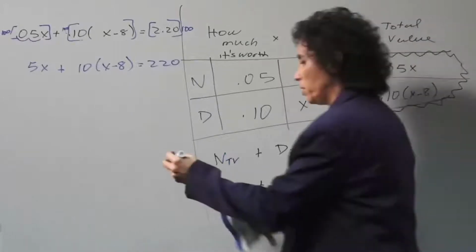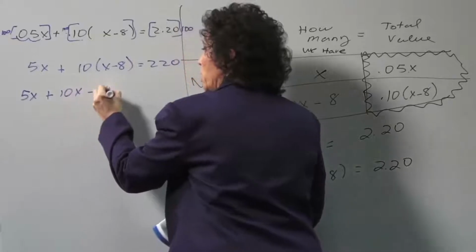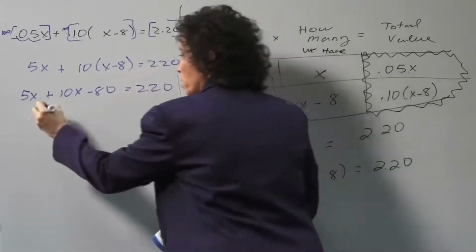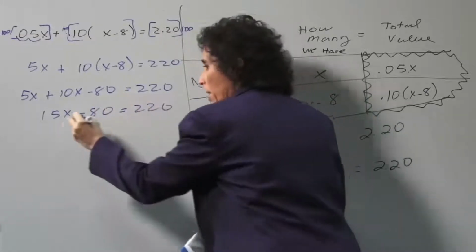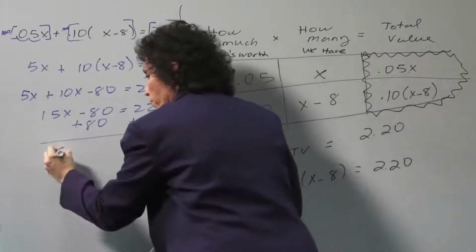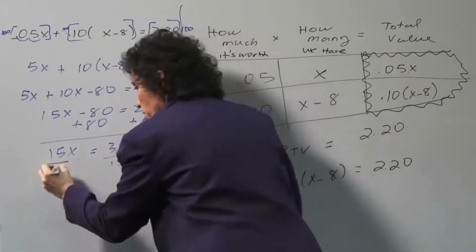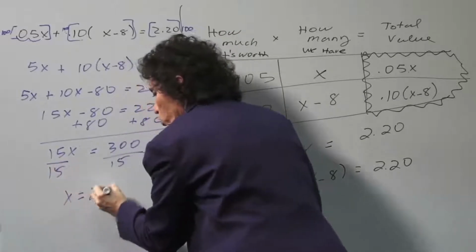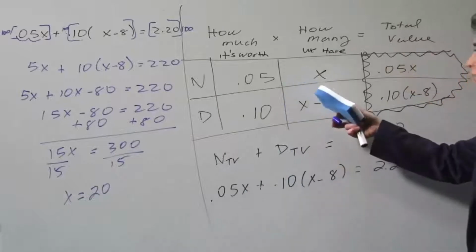So this is what I have. Now I'm going to continue. 5x plus 10x minus 80 equals 220. 15x minus 80 equals 220. Ready? Add 80. This is going to come out nice, I feel it. 15x equals 300. Divide by 15. x equals 20. What does 20 represent? Well, 20 represents the number of nickels.